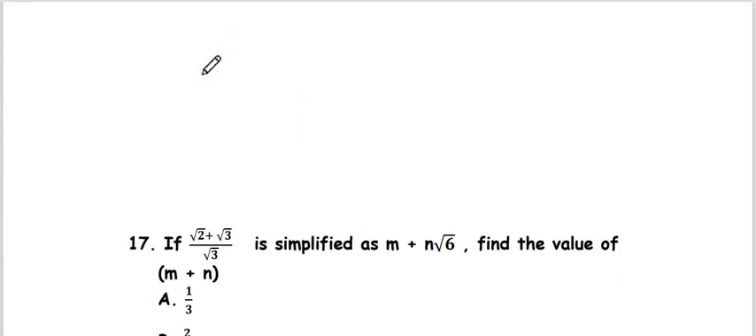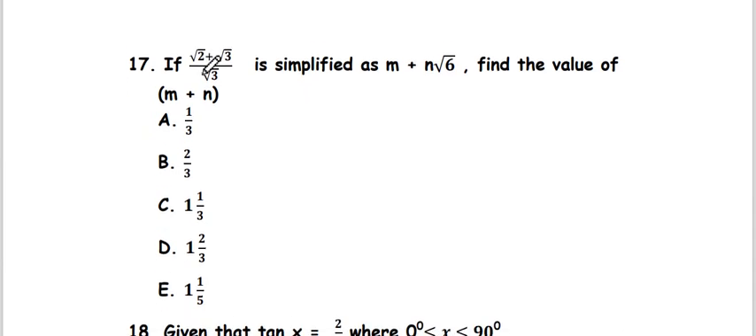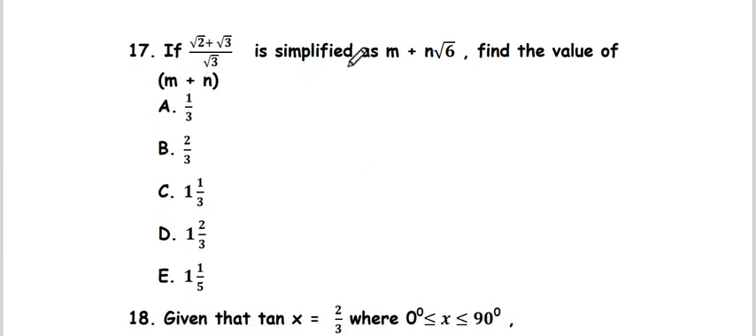Number 17. If (√2 + √3)/√3 is simplified as m + n√6, find the value of m plus n. So this is the same as (√2 + √3) divided by √3, multiplied by, rationalizing the denominator, √3 divided by √3.